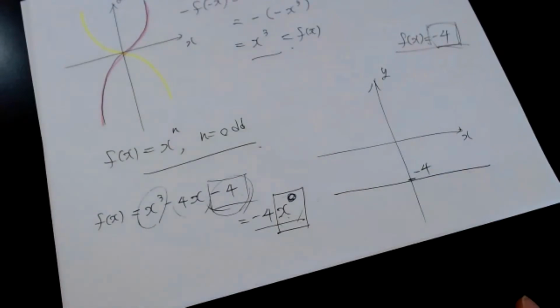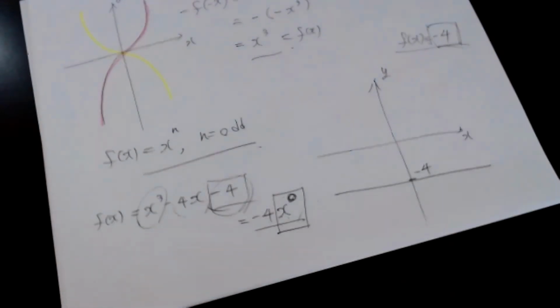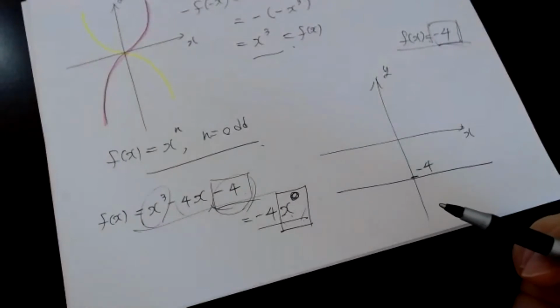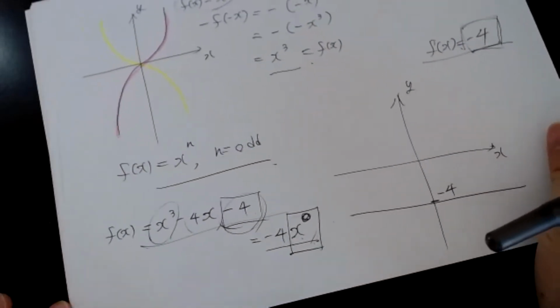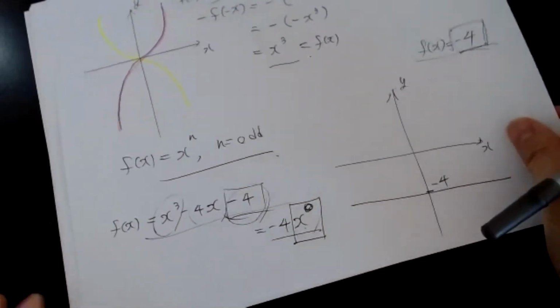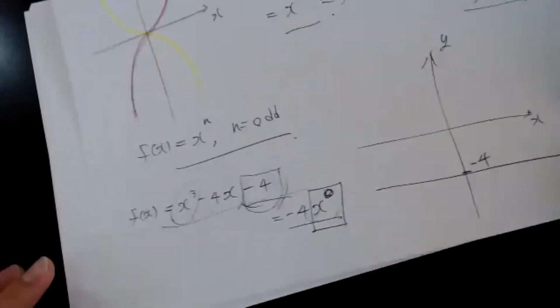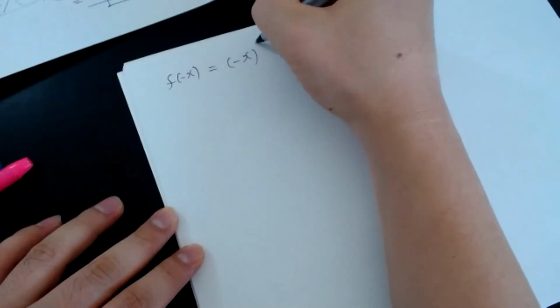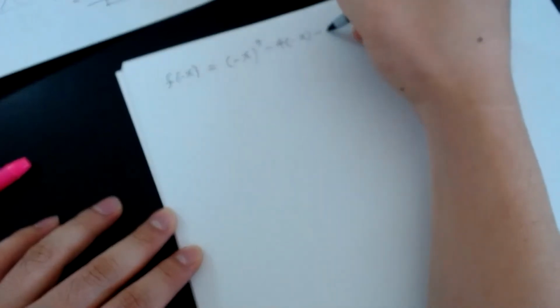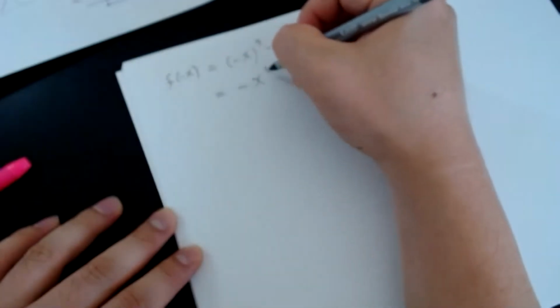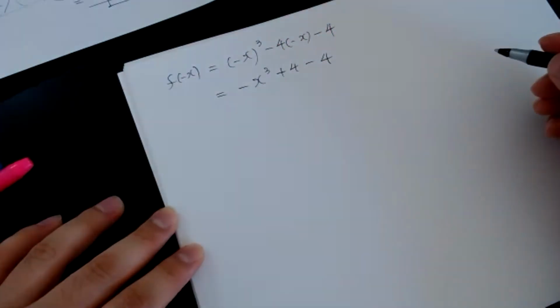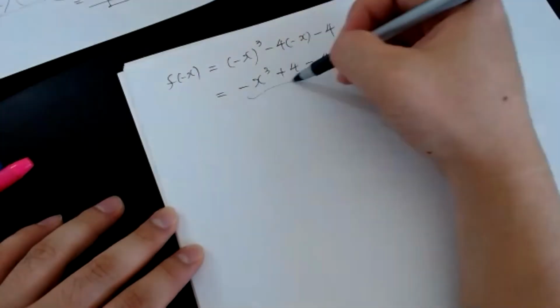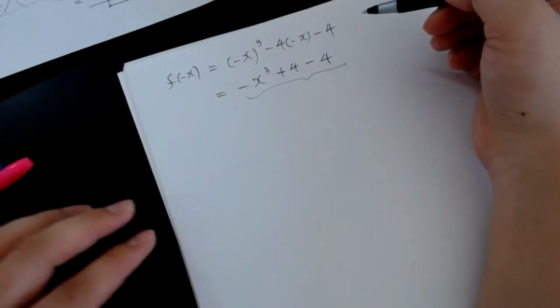So a combination of even and odd is neither. So f of x is not odd nor even. Or you can just show that by figuring out f of negative x. Starting from f of negative x, that's going to be negative x to the cube, and then negative 4 times negative x, and then minus 4. So this is equal to negative x cubed plus 4x minus 4. Do you think this is equal to f of x? No. F of x is right here.